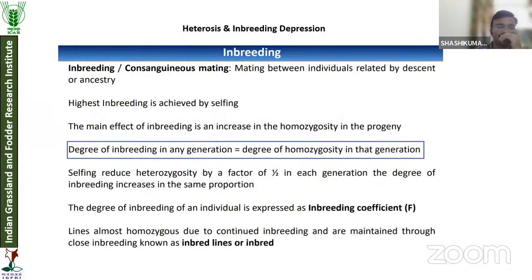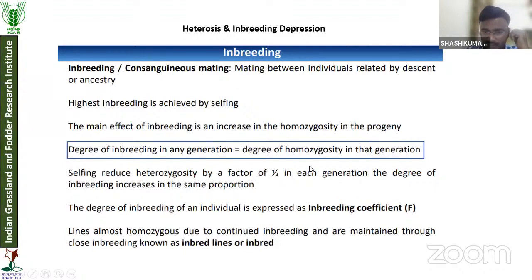Now come to inbreeding and heterosis. This is a very important concept in quantitative genetics. Inbreeding is when you continuously self the population, so the inbreeding will increase. The main effect of inbreeding is homozygosity. Since the homozygosity of recessive alleles will keep on increasing, their trait value will keep on decreasing. They show depression in the trait value. This is called inbreeding depression.